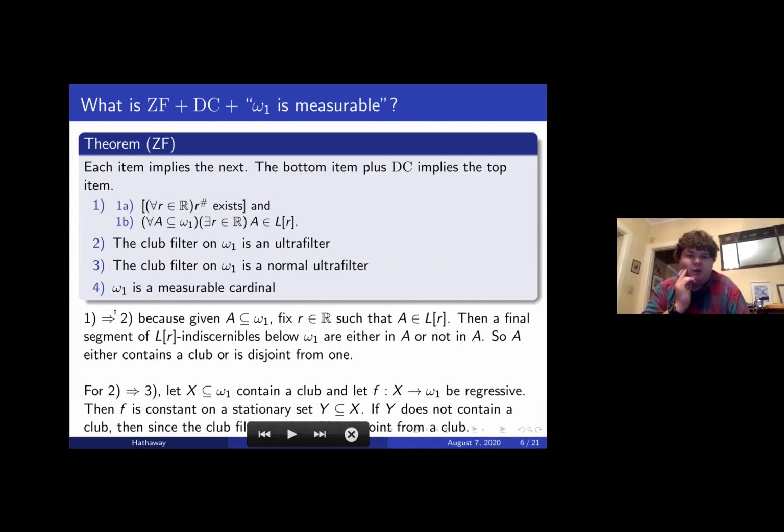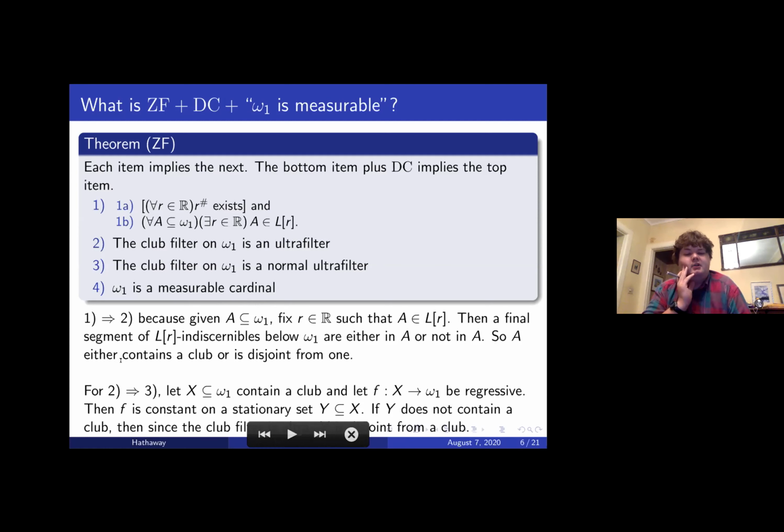So 1 implies 2. Number 1 says every real has a sharp, and every subset of omega 1 is constructible from a real. That implies that the club filter on omega 1 is an ultrafilter. Why is this? Because if you have an arbitrary subset A of omega 1, you can fix a real that constructs that set, and then a final segment of L[R] indiscernibles below omega 1 are either in A or not in A.